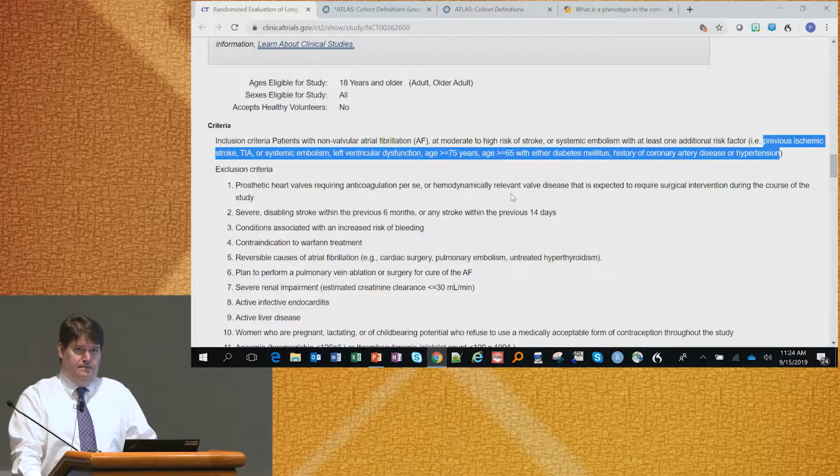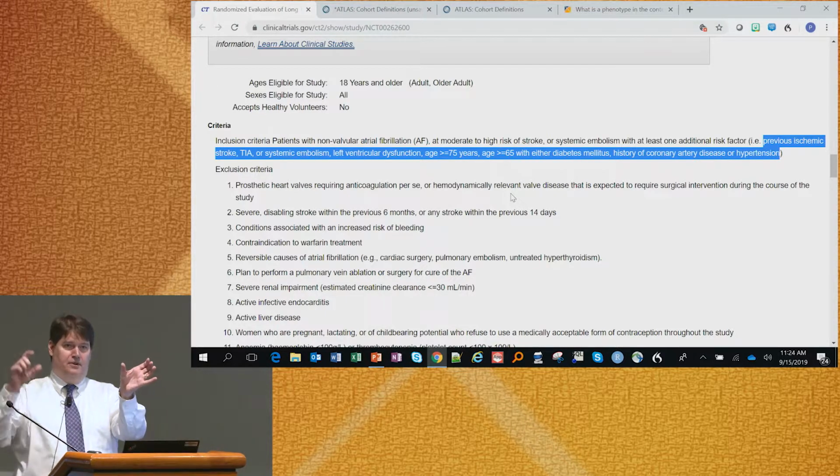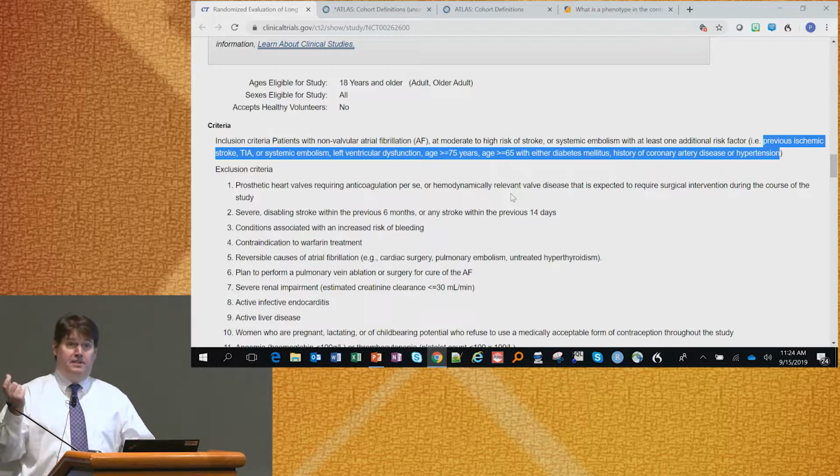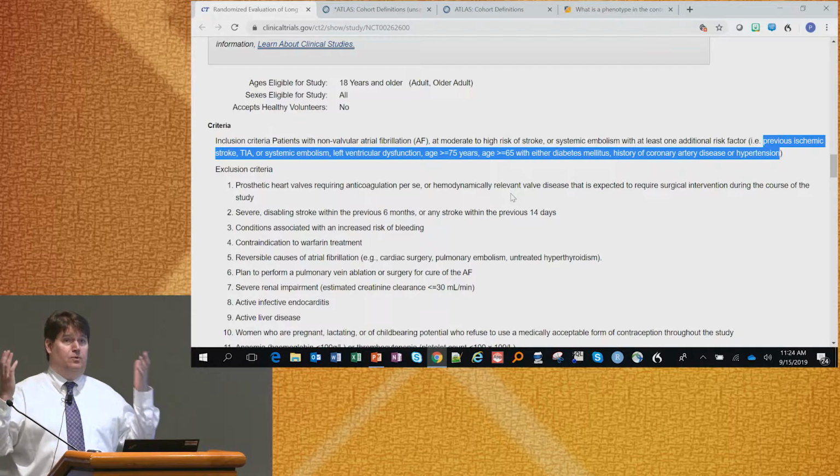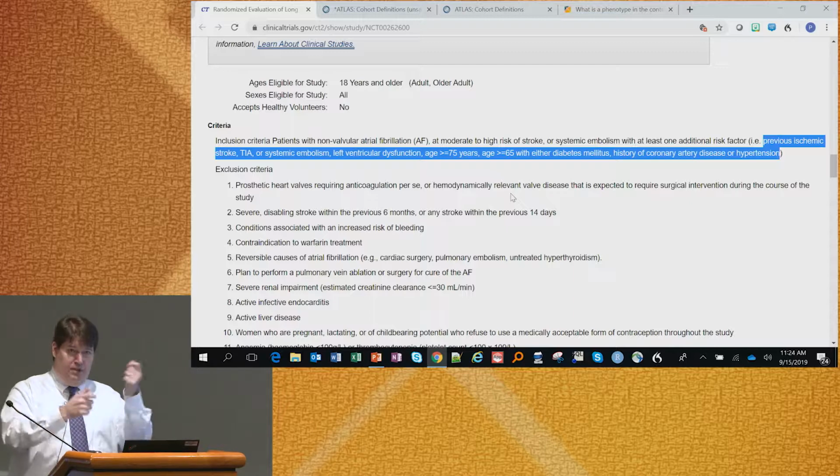They would not, because the rule says you have to be 65 with either diabetes or hypertension, right? So you have to be 65 plus those two conditions. If you had hypertension and diabetes, you would have a CHAD score of 2. Those two contribute.